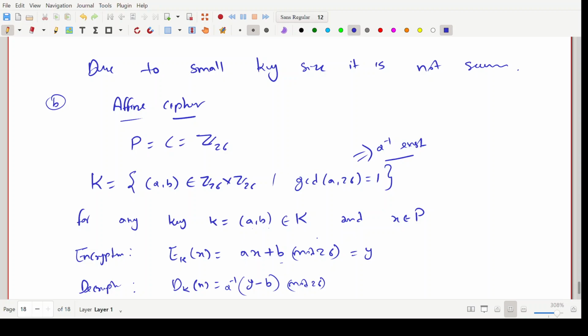That means what I have to do, I have to first find A inverse, and whatever cipher text I am getting, Y, I'll subtract B and then multiply with A inverse. Whatever I'll be getting, that is my plain text. The correctness is easy, you can easily check. So this is how your affine cipher is.